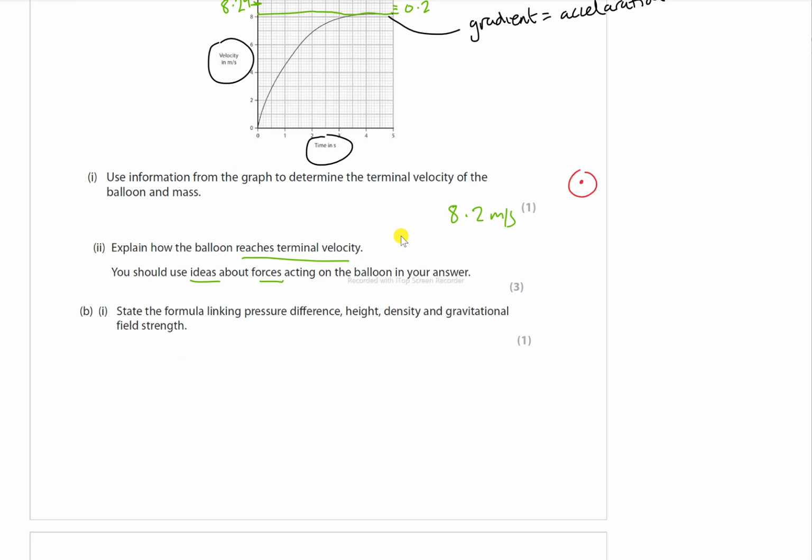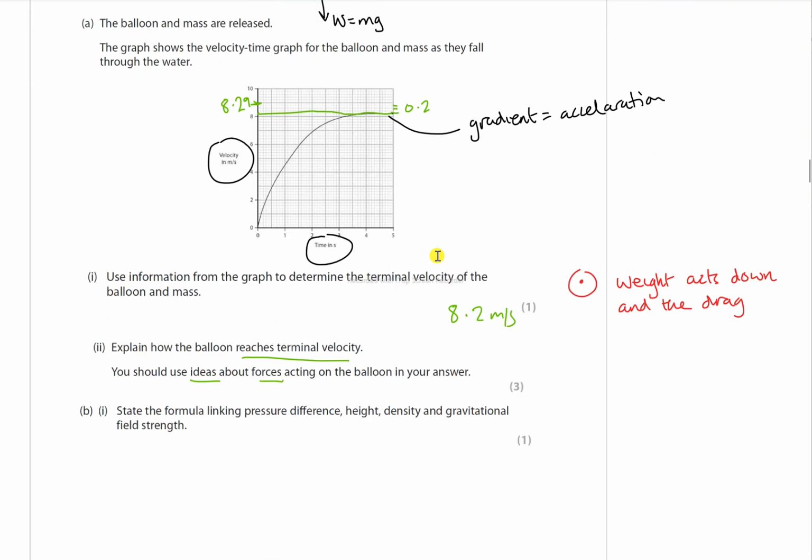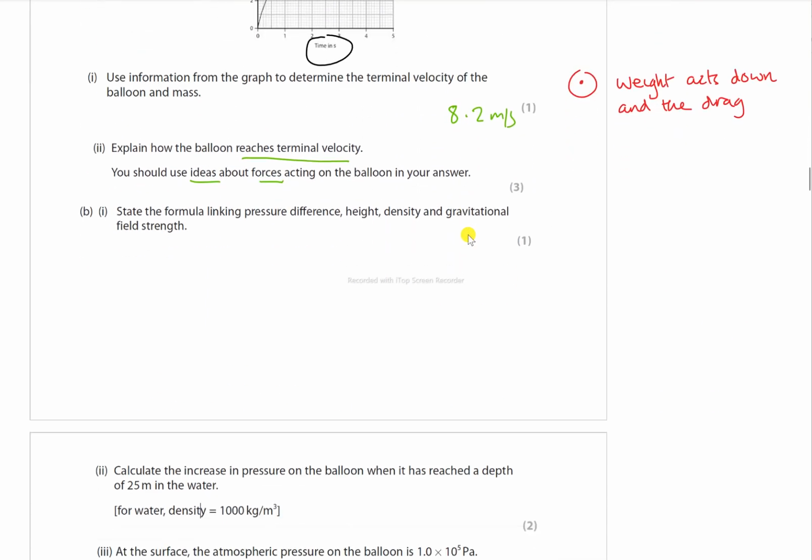The first thing is the weight acts down and the drag. We're not worried about buoyancy, I don't think, at this level. There's a force acting upwards, and there's a drag because of the liquid, but we're not interested in that at this level. We're just interested in the weight acting down and the drag acting upwards. Right.